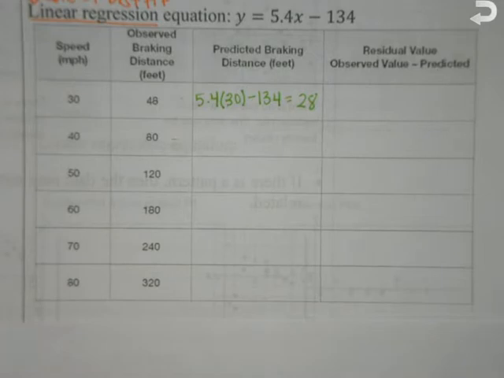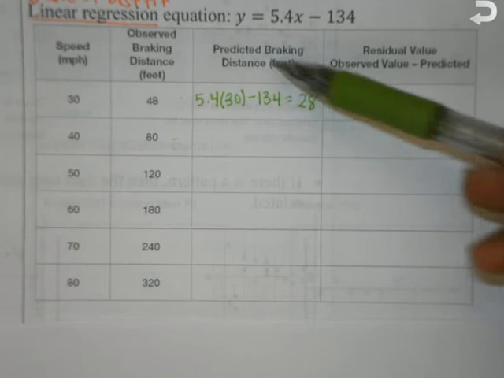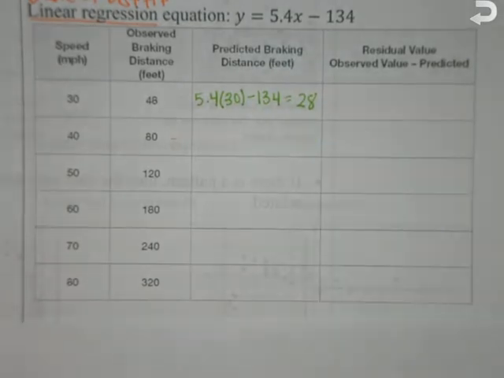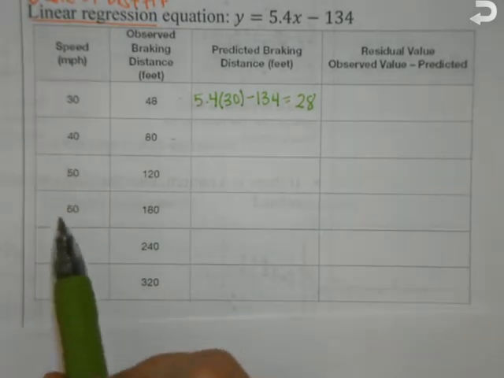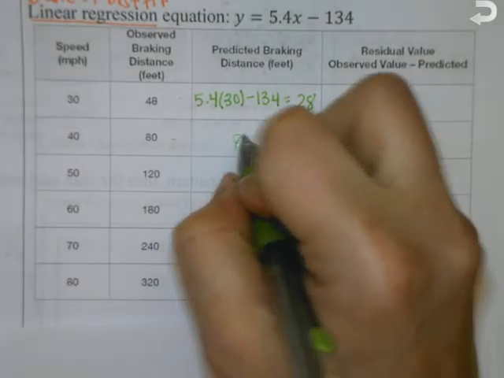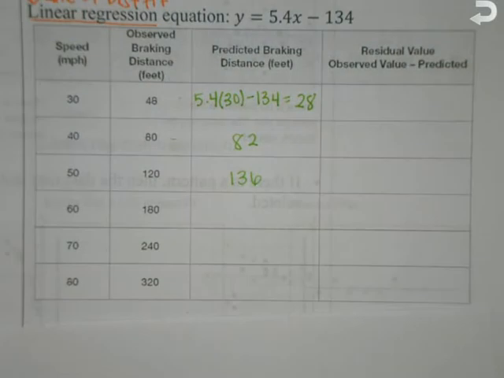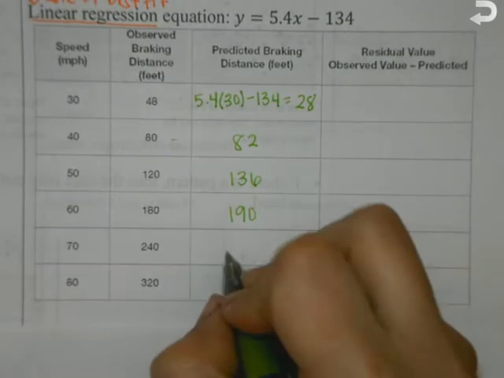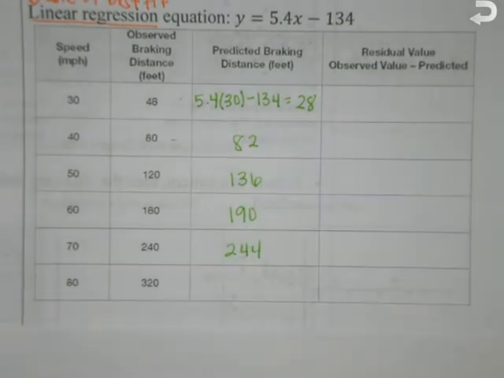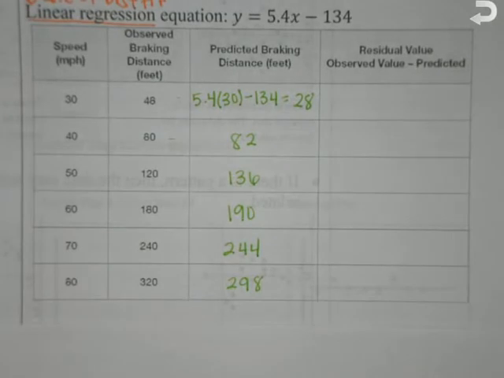So what I want you guys to do is finish that for all of the other speeds. Do the predicted braking distance for all of the other speeds for me. Okay? All right, guys. What did you get as the predicted braking distance for 40 miles per hour? 82. Okay. What about 50? 136. What about 60? 190. What about 70? 244. And what about 80? 298.